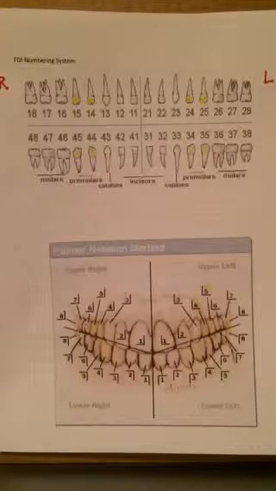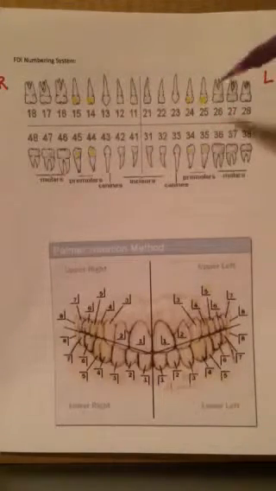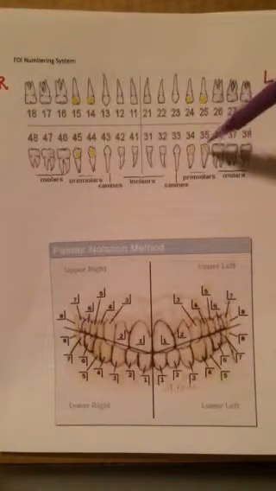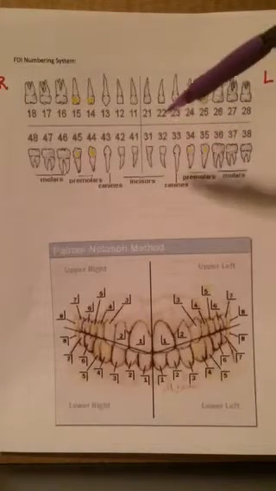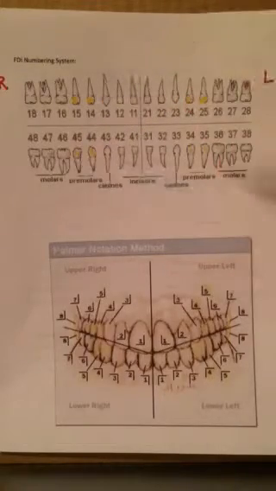Today we'll be talking about the maxillary and mandibular first and second premolars. In the FDI numbering system, the upper right first and second premolars are number 14 and number 15. Left maxillary is 24 and 25. Left mandibular is 34 and 35, and right mandibular is 44 and 45.